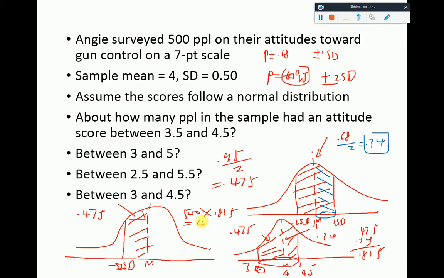It will be 407.5. Well, it will be around 408, right? So about these many people will be scoring between 3 and 4.5, right? So this is how we solve this problem.